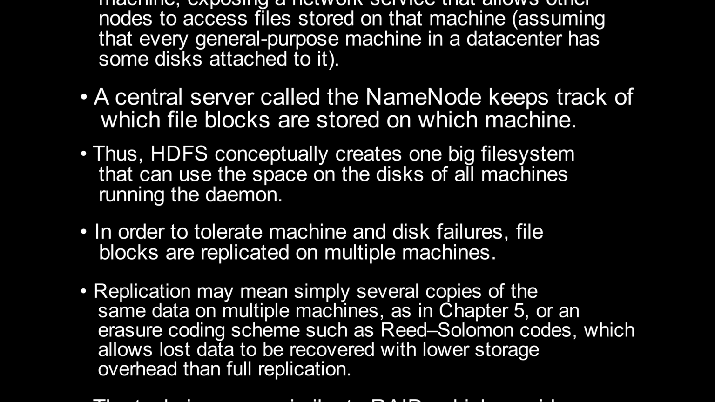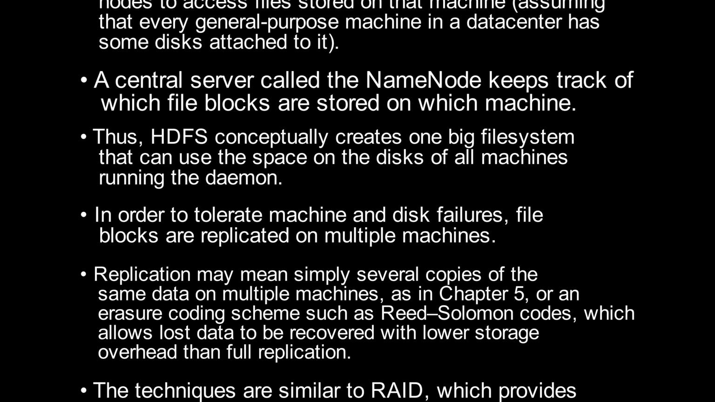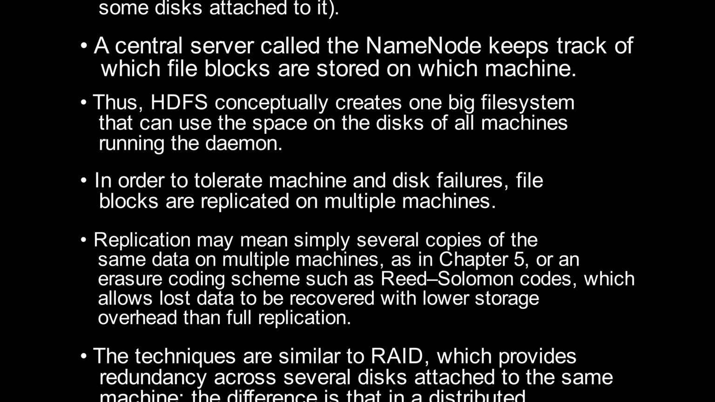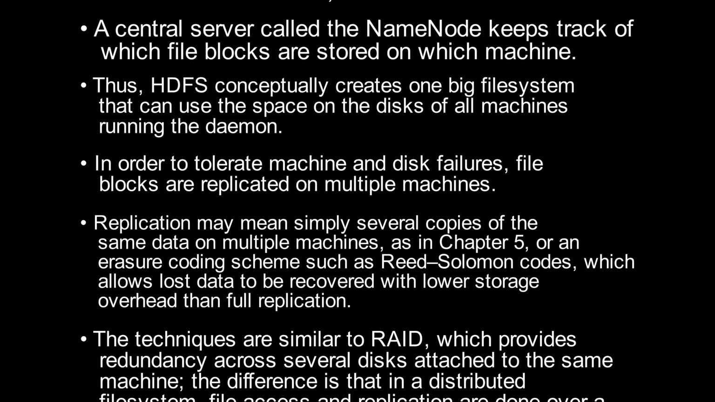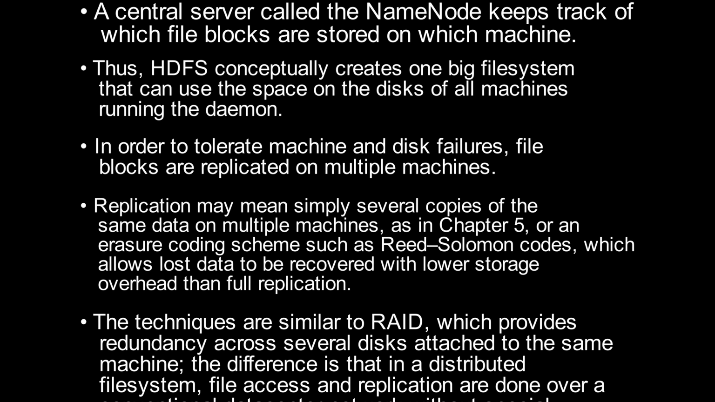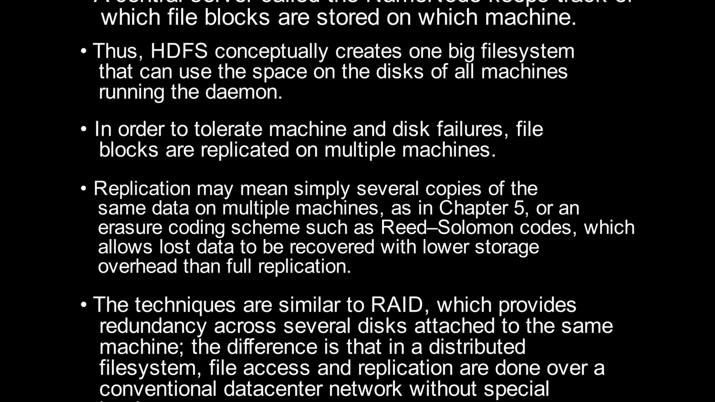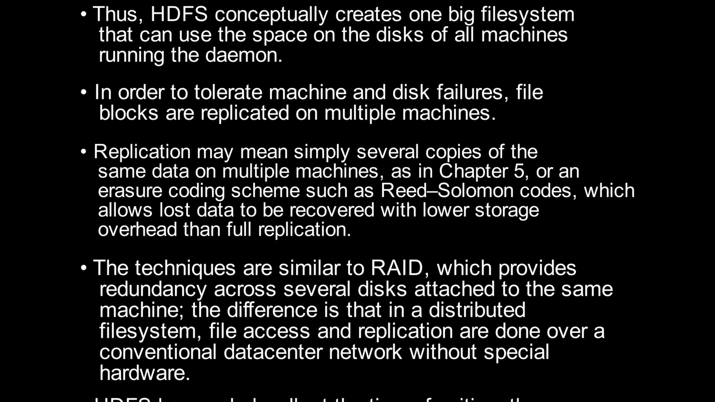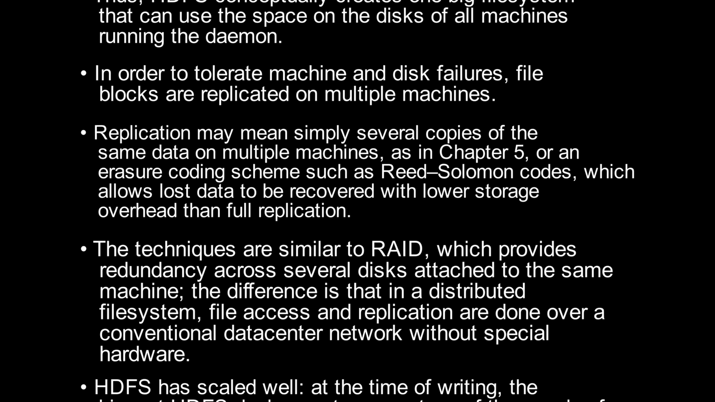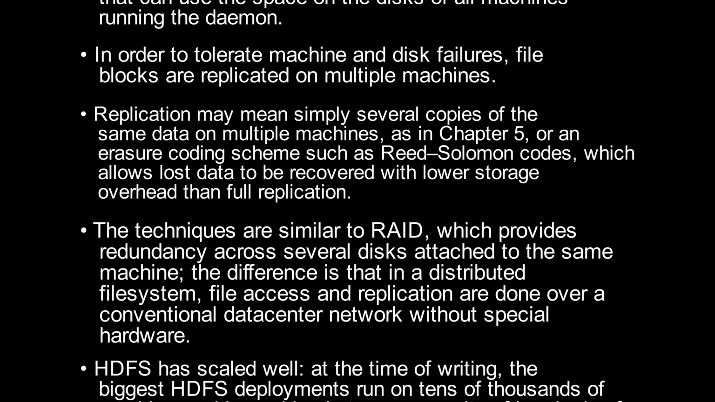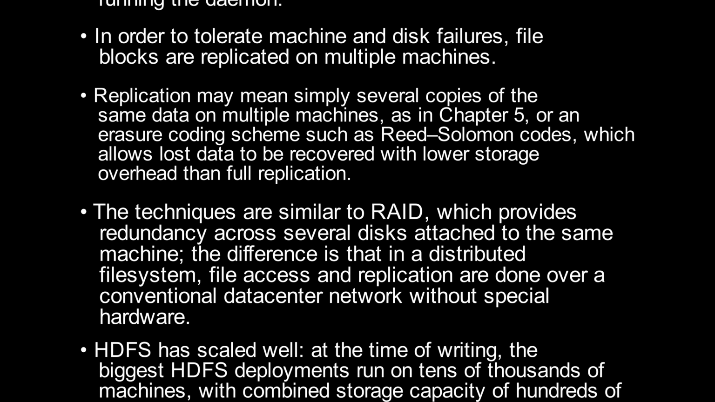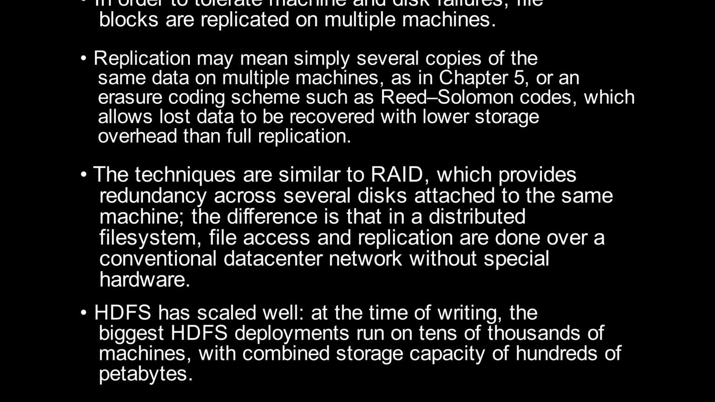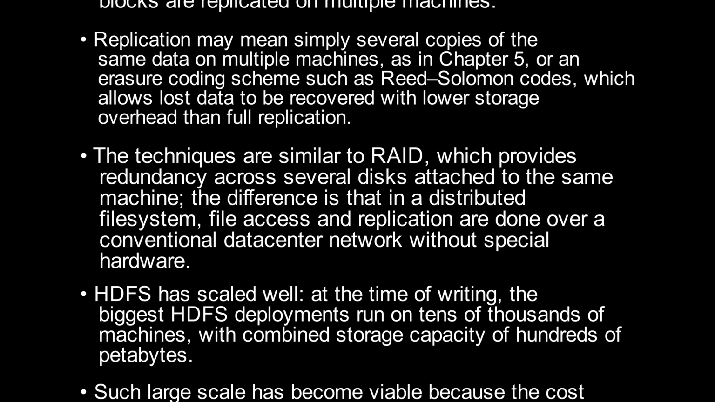Replication may mean simply several copies of the same data on multiple machines, as in Chapter 5, or an erasure coding scheme such as Reed-Solomon codes, which allows lost data to be recovered with lower storage overhead than full replication. The techniques are similar to RAID, which provides redundancy across several disks attached to the same machine. The difference is that in a distributed file system, file access and replication are done over a conventional data center network without special hardware.